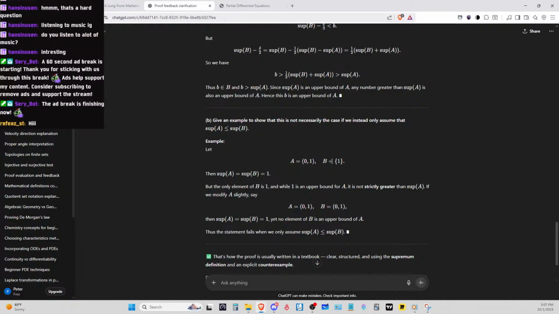So, okay, we're given this interval, and then we're given this set. So the supremum is equal to 1, okay. But the only element of B is 1, while 1 is the upper bound for A. It is not strictly greater than the supremum of A. If we modify A slightly, saying... yet no element of B is the upper bound of A. Thus the statement fails. Okay.